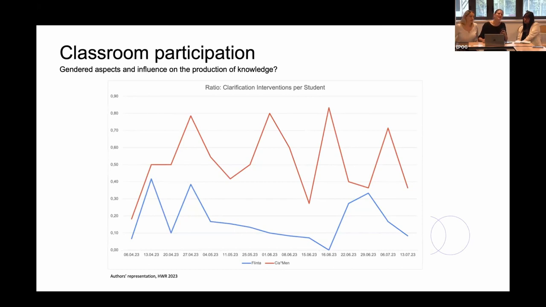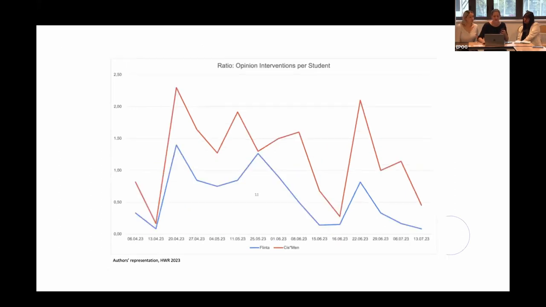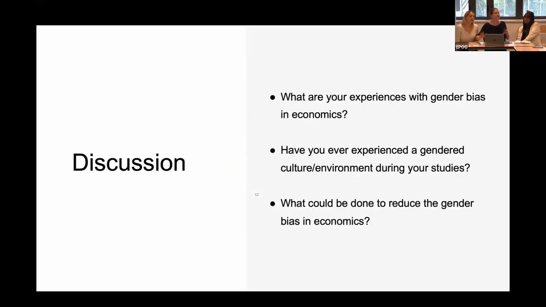As you can see, even in clarification questions, they dominated each of the observed classes. We also see the same when it comes to statements or opinionated questions; we don't really have a data point where actually FLINTA persons said more than cis males. I'm happy to explain this in more depth, but since it's not a focus, this is just to spark your ideas. We also composed three discussion questions that we would like to discuss with you, but also with Professor Schneebaum.